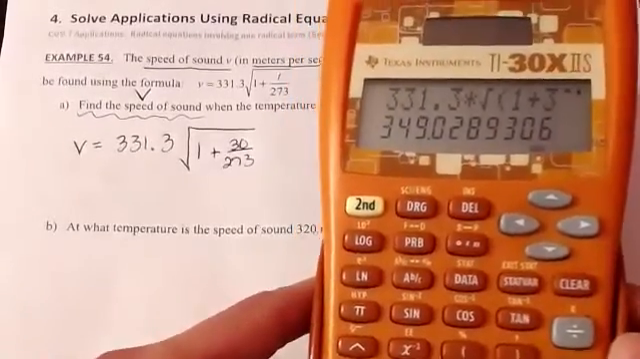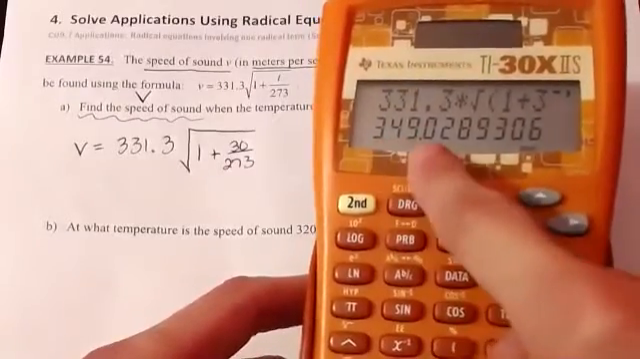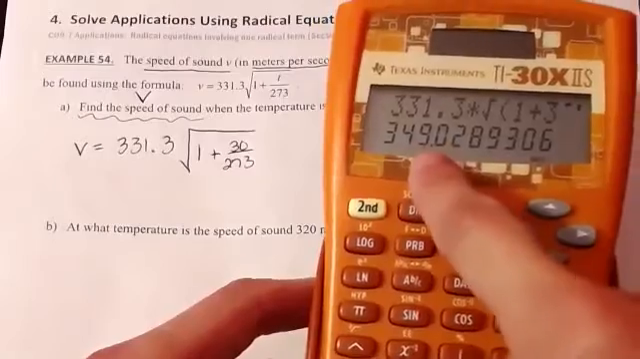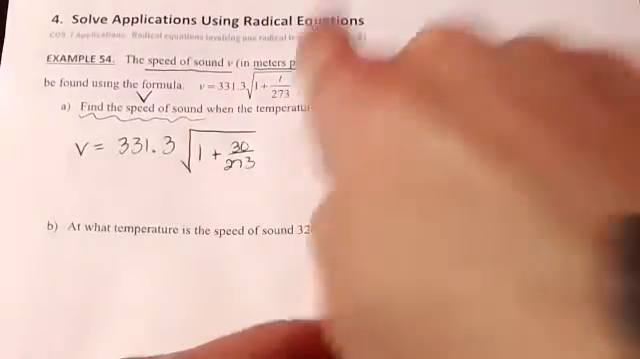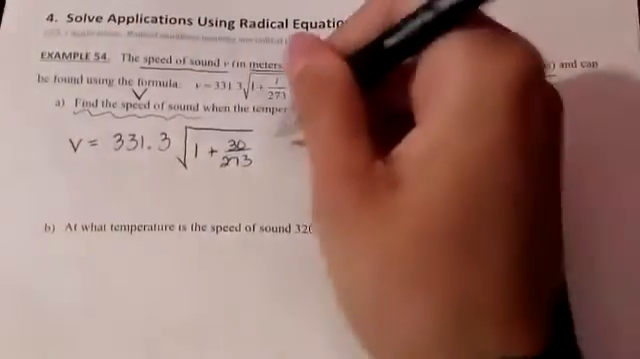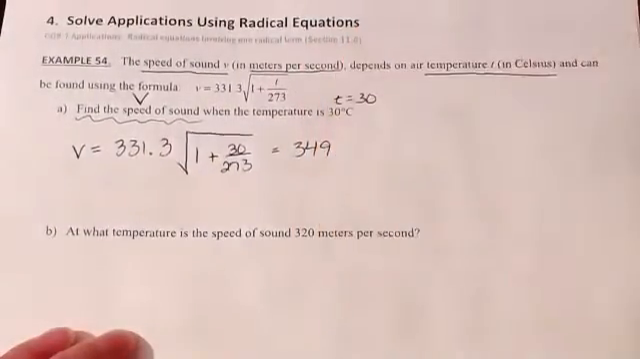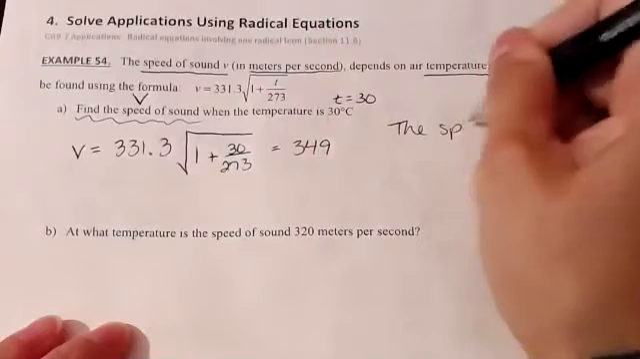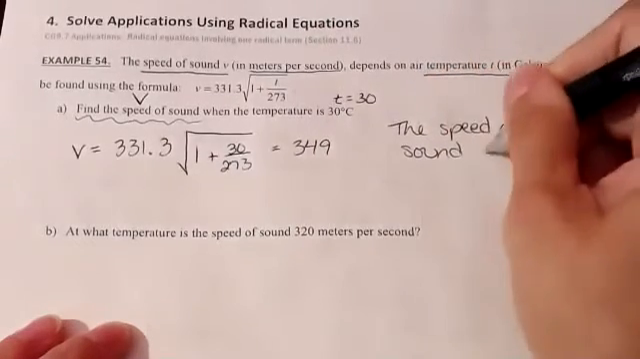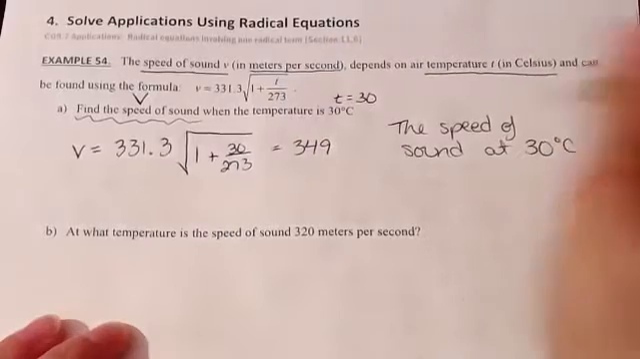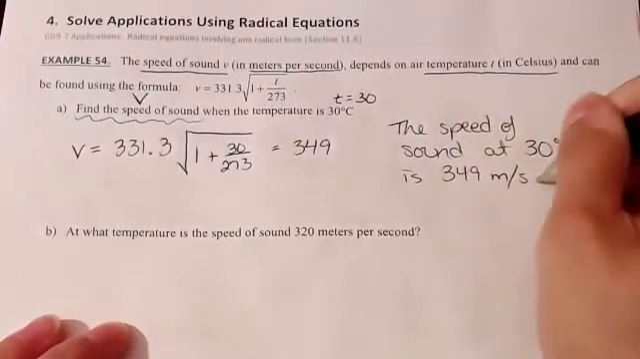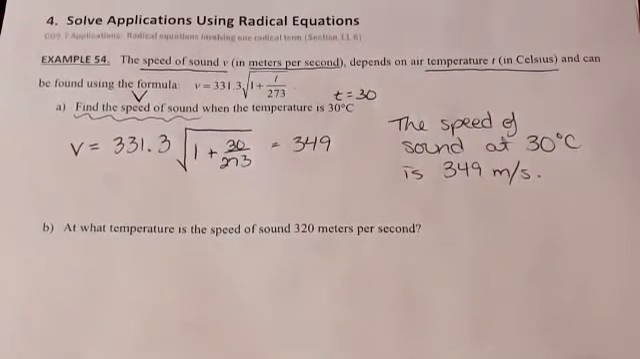So find the speed of sound. Let's round to the nearest whole number. So we can say the speed of sound is 349 meters per second. Always use and include those units. So let's write 349. So the speed of sound at 30 degrees Celsius is 349 meters per second. I hope you don't mind me abbreviating by just writing the units.